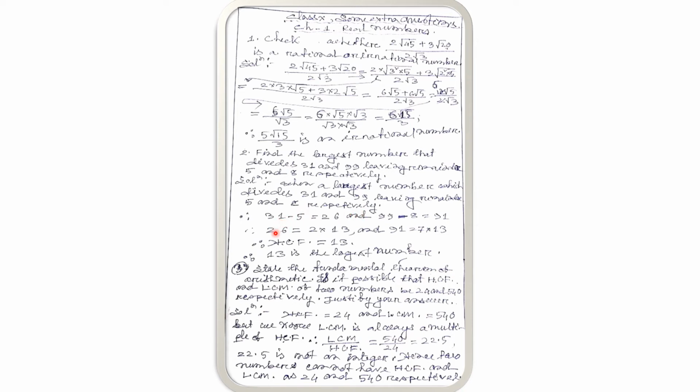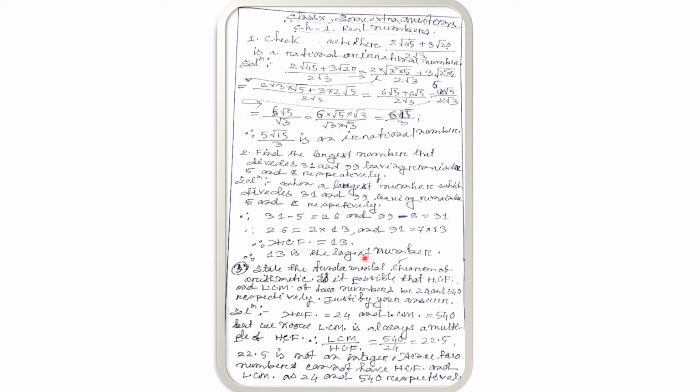Therefore, you subtract the remainder: 31 minus 5 is 26, and 99 minus 8 is 91. Now 26 equals 2 into 13, and 91 equals 7 into 13. Therefore, 13 is common in both terms. Therefore, the HCF of these two numbers is 13.